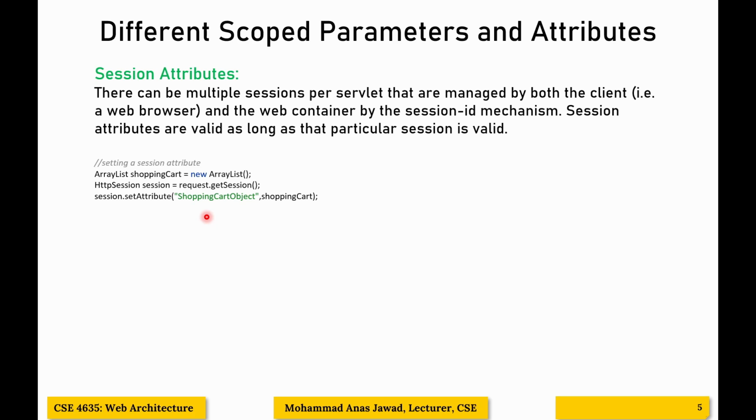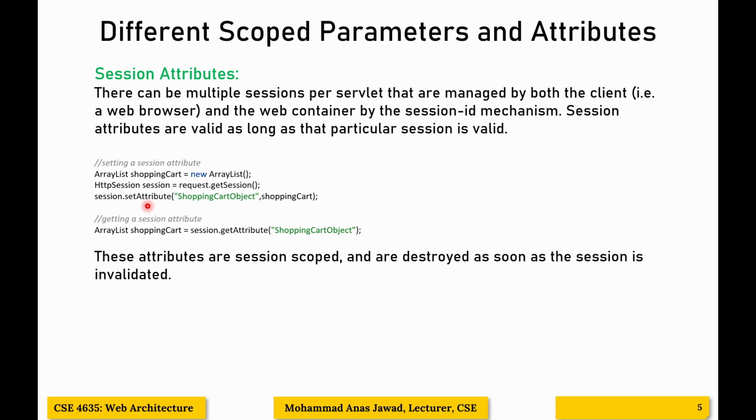Again, if I want to get this attribute from the session, I simply have to call the session.getAttribute method on my session object and pass the name of the key whose value I am trying to access. So in this case, I will be returned the shopping cart object that I had saved in this line here. Again, remember, since these attributes are session scoped, they will be destroyed as soon as your session is invalidated, right?